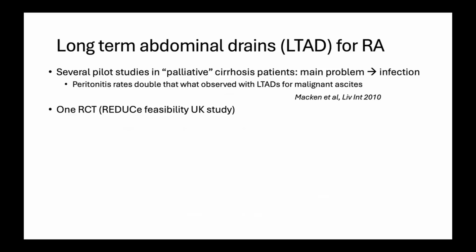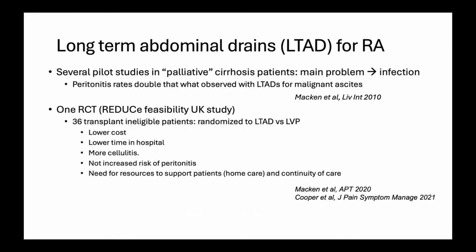So there was a randomized controlled feasibility trial from the UK group led by Dr. Verna. They took 36 transplant-ineligible patients, randomized to the drain or to large-volume paracentesis, and it had lower cost, lower time in hospital, more cellulitis, and no increased risk of peritonitis.